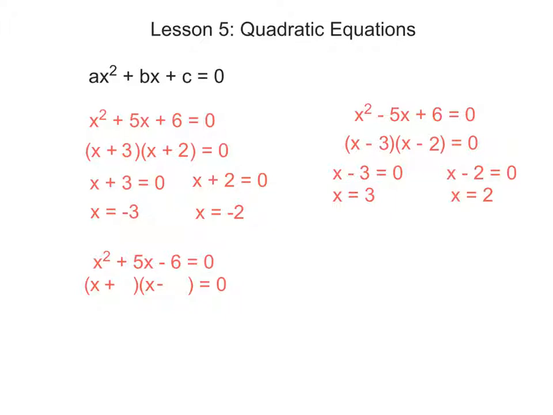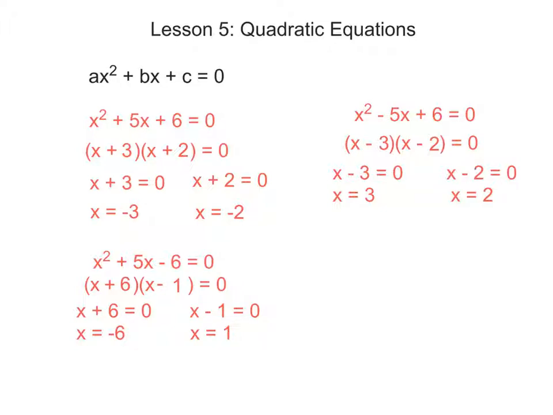But where does the 6 go? Where does the 1 go? All right, look, we have a positive sign in front of the 5. That means the larger number, or larger absolute value number, goes with the positive sign. So the 6 is going to go with the positive sign, and the 1 is going to go with the negative sign. So now we have x plus 6 times x minus 1 equals 0. Again, we set each of these factors equal to 0 and solve for x. So our result then is x is equal to minus 6 and x is equal to plus 1.